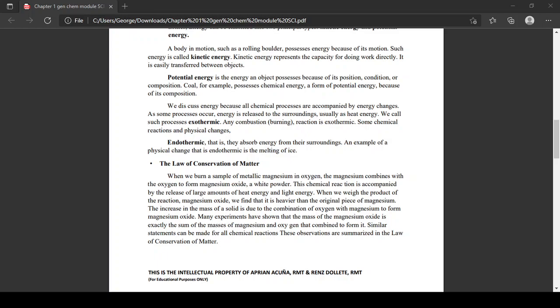Kids, any combustion or releasing of energy to the surroundings. Exothermic, right? Example? What, Mark? Volcanic eruption, sir. Oh, volcanic eruption, kids, is considered exothermic energy.